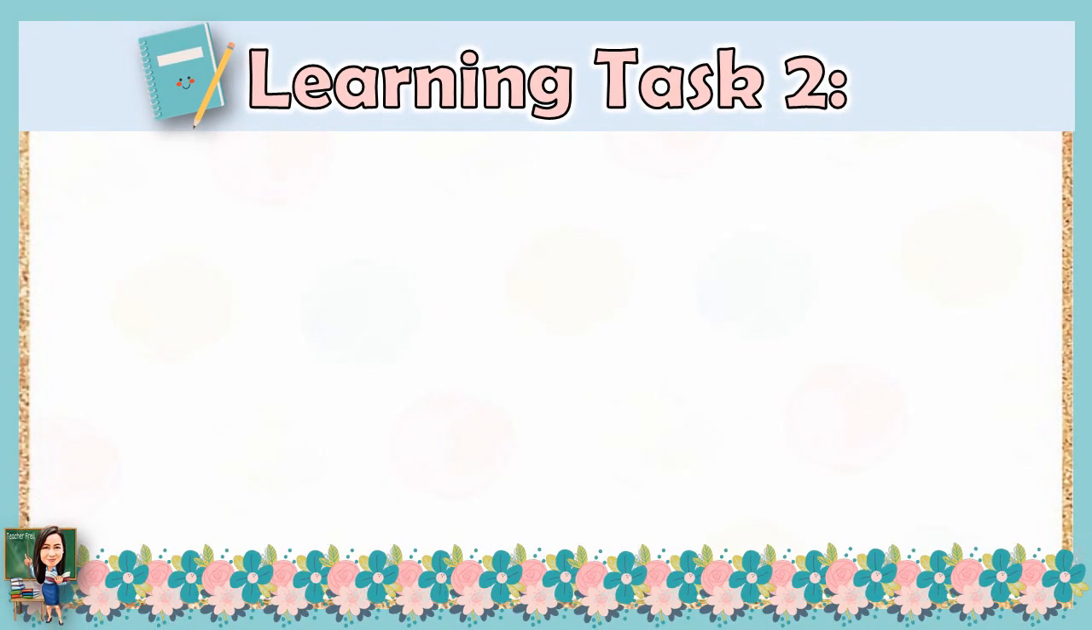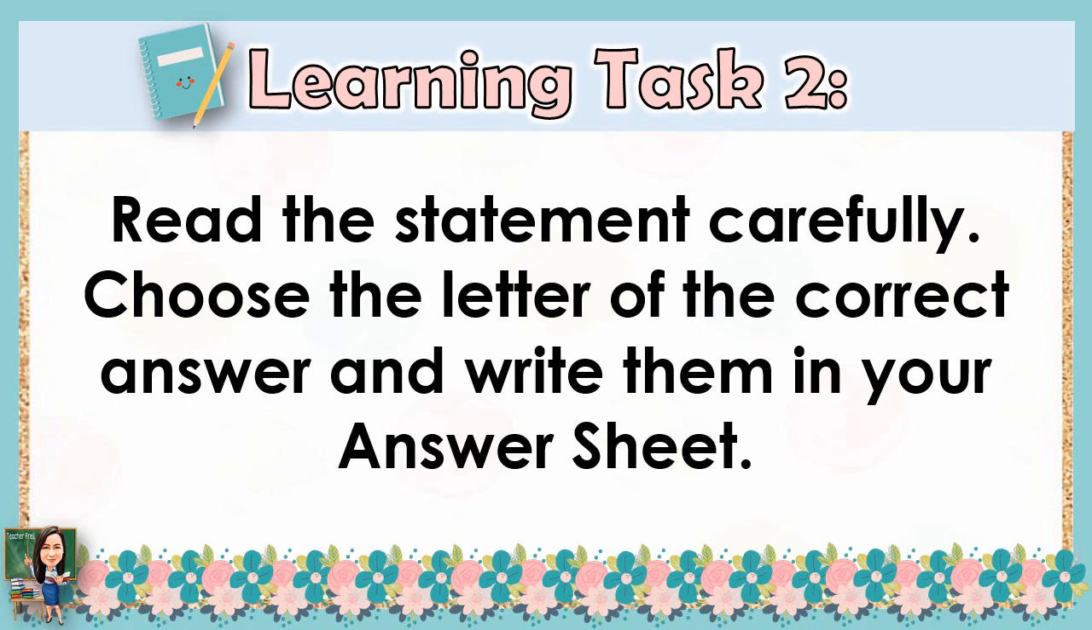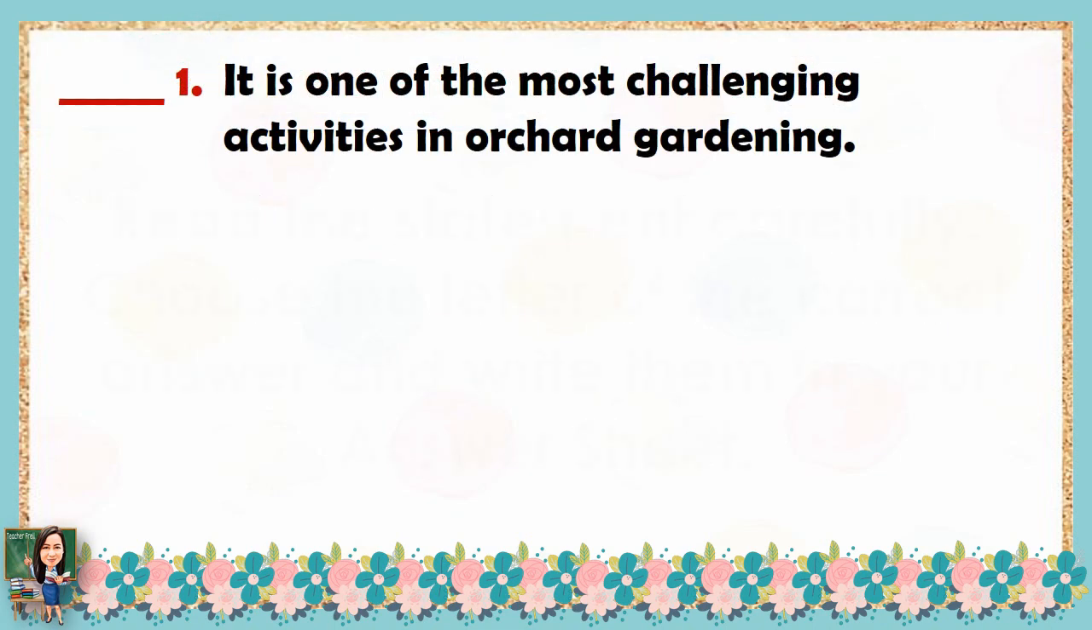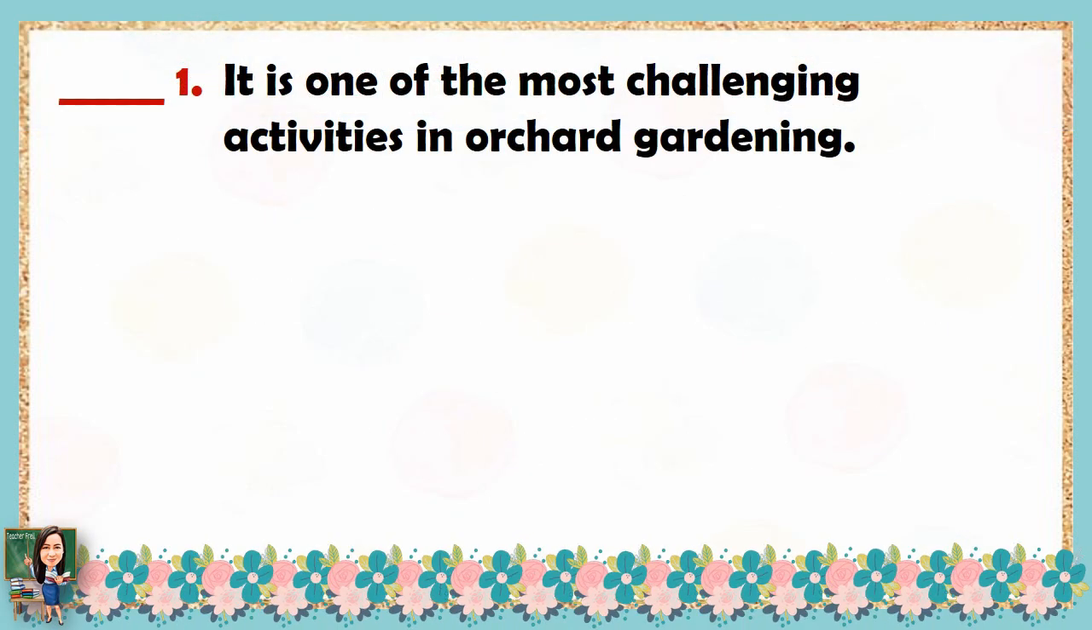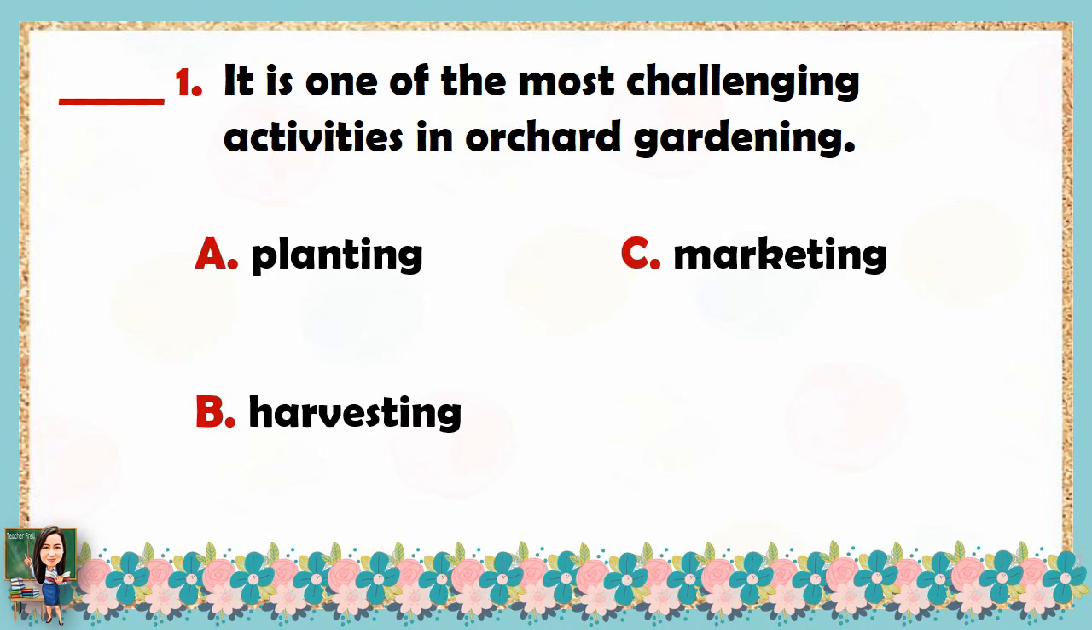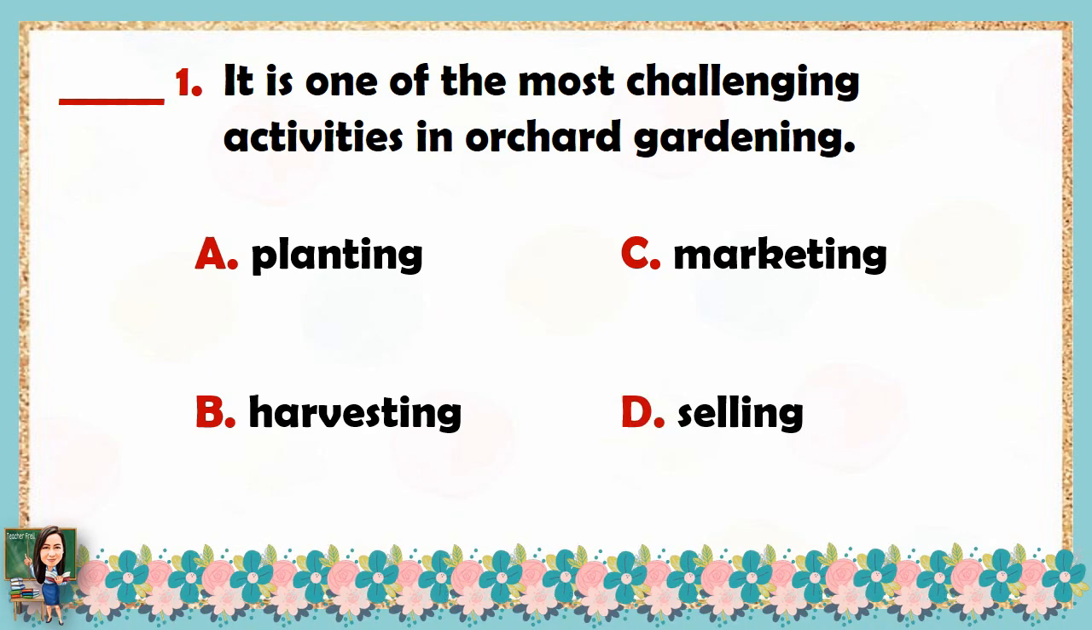Learning Task 2. Read the statement carefully. Choose the letter of the correct answer and write them in your answer sheet. Number 1. It is one of the most challenging activities in orchard gardening. A. Planting. B. Harvesting. C. Marketing. D. Selling. What is the correct answer? Very good. The correct answer is letter A.